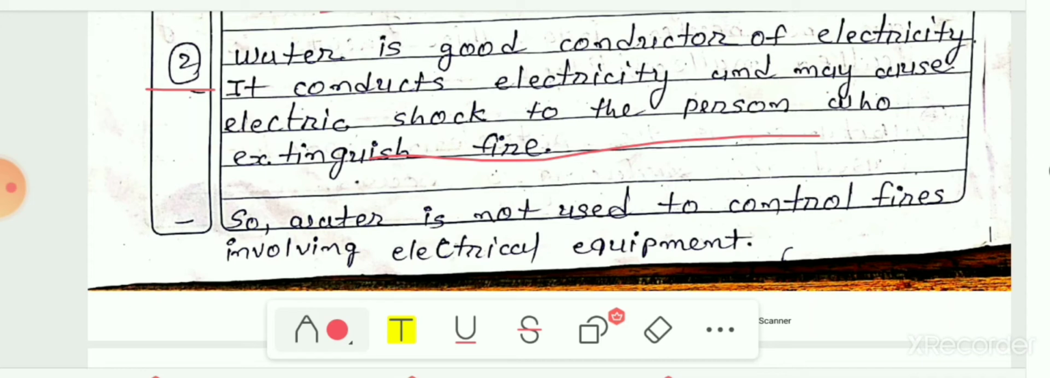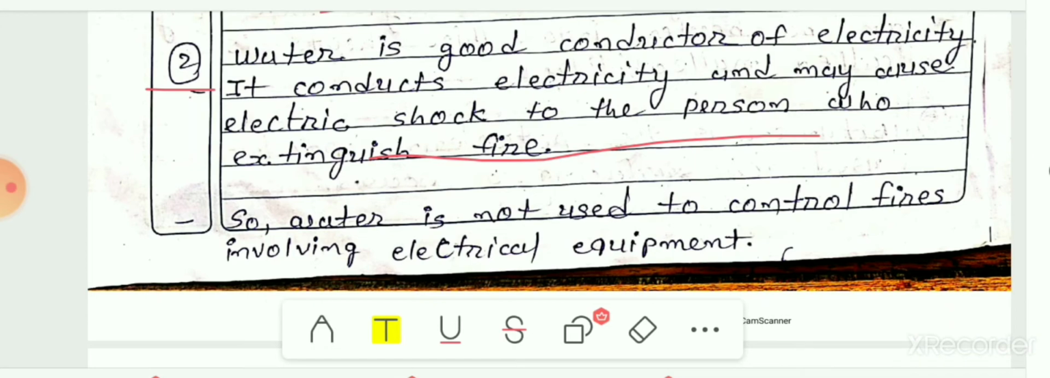This is why we are not using water when there is electrical equipment in the fire. Because water is a good conductor of electricity, and electricity can pass easily through the water and may cause an electric shock to the person who is extinguishing the fire.